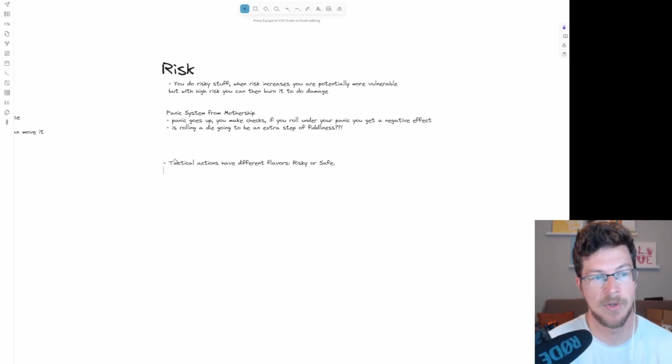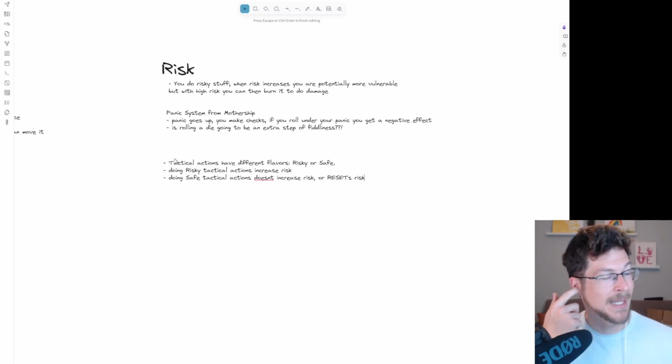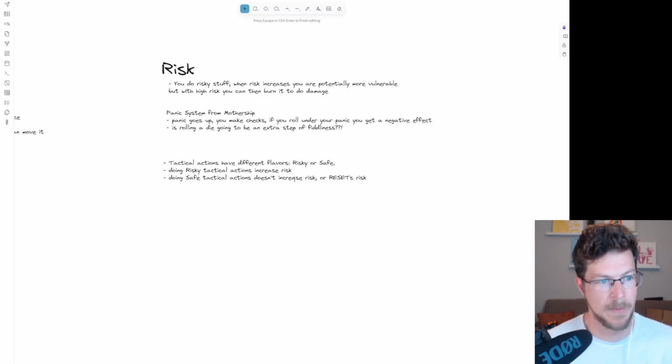What does that mean? Well, that means that doing risky tactical actions increases risk. Super simple. And this is where it's how tough you want to make this, doing safe tactical actions either doesn't increase risk or resets risk. And I kind of like that idea a little bit. I'm not going to lie. Having this sort of reset of risk, right?